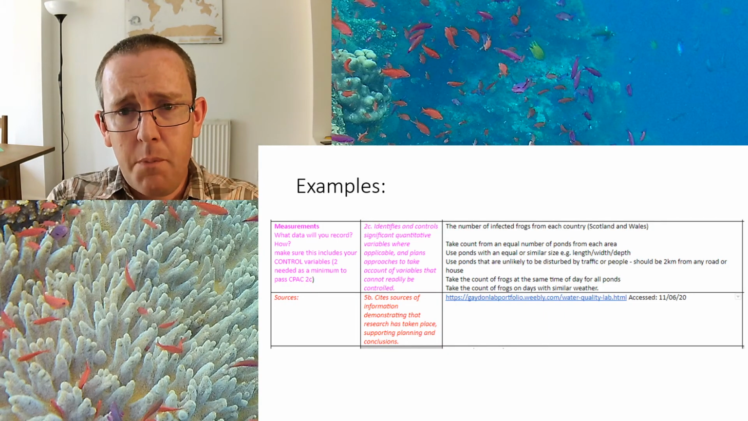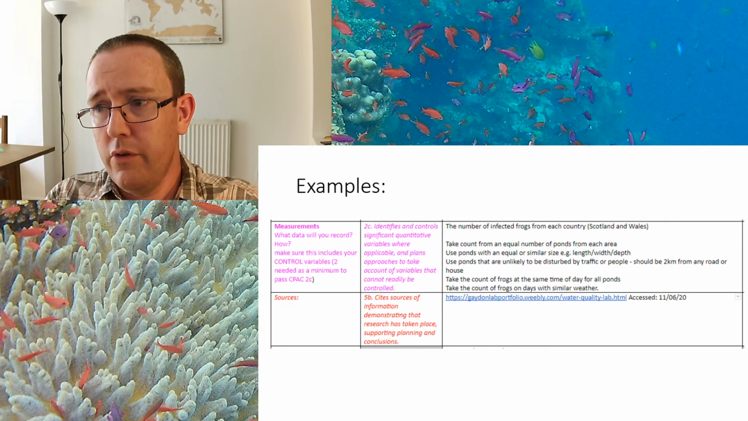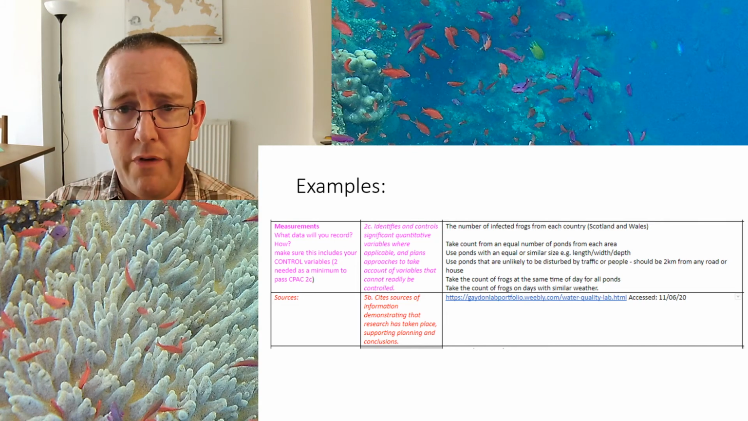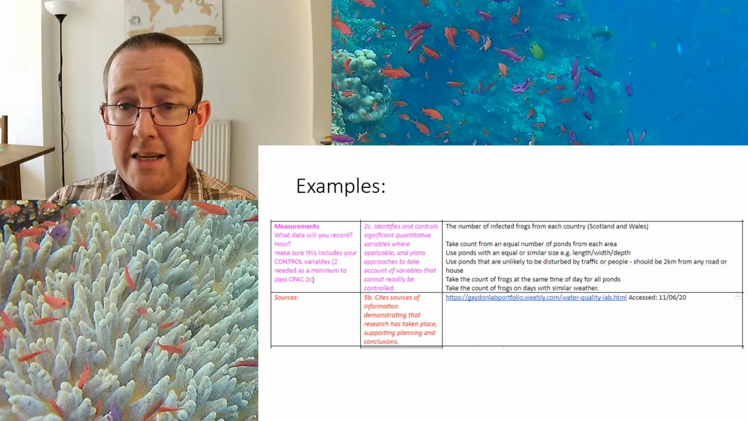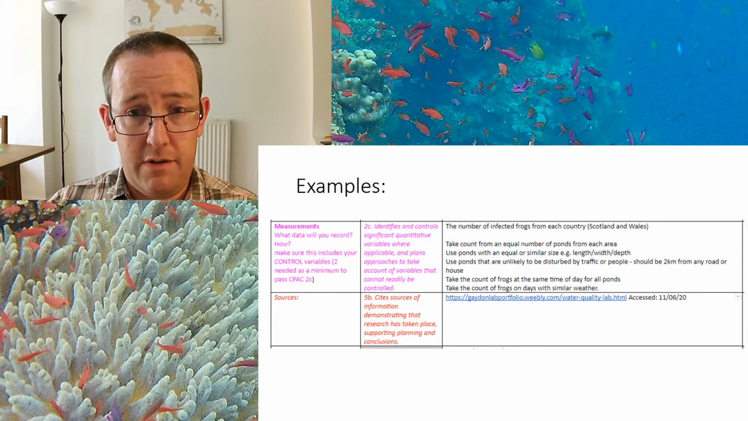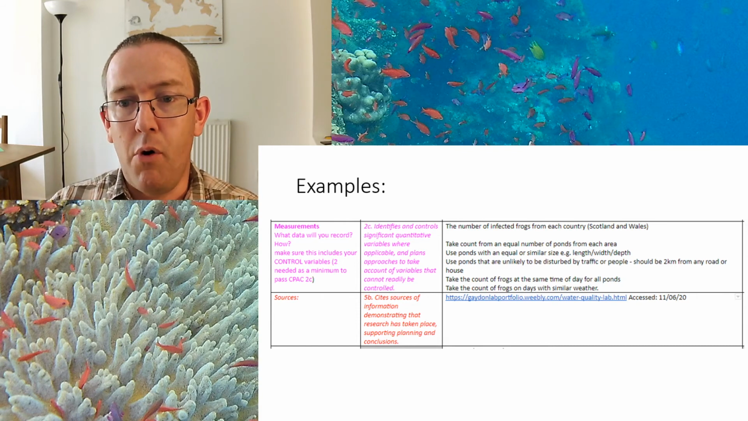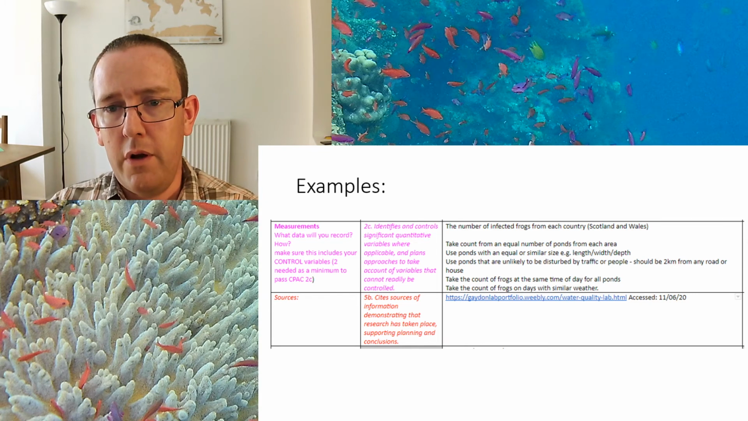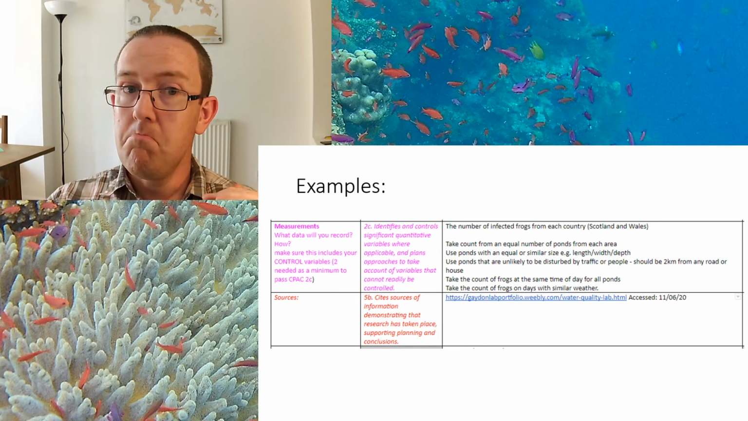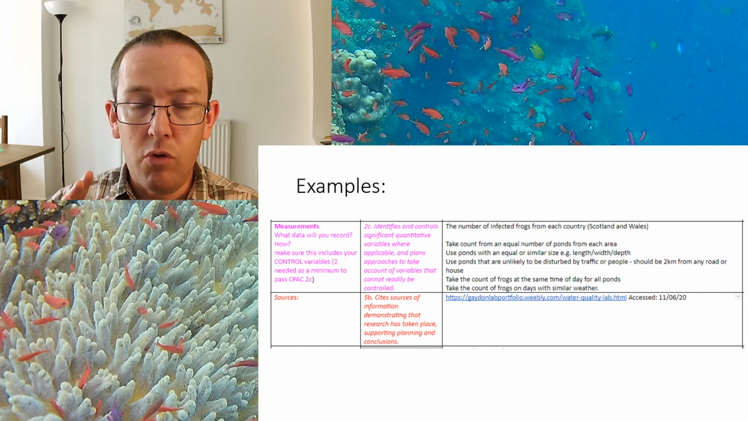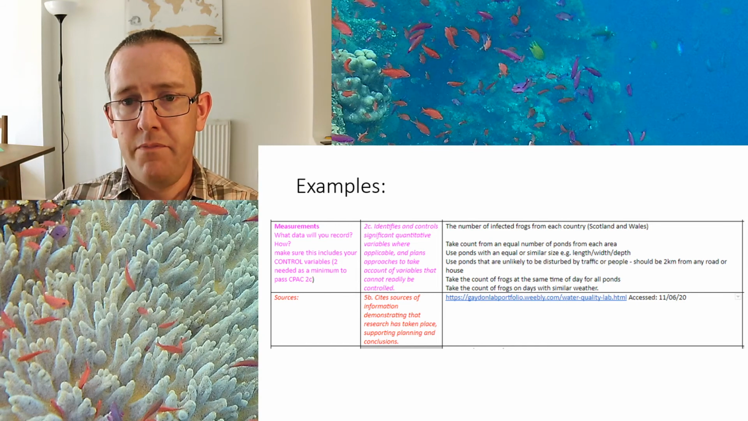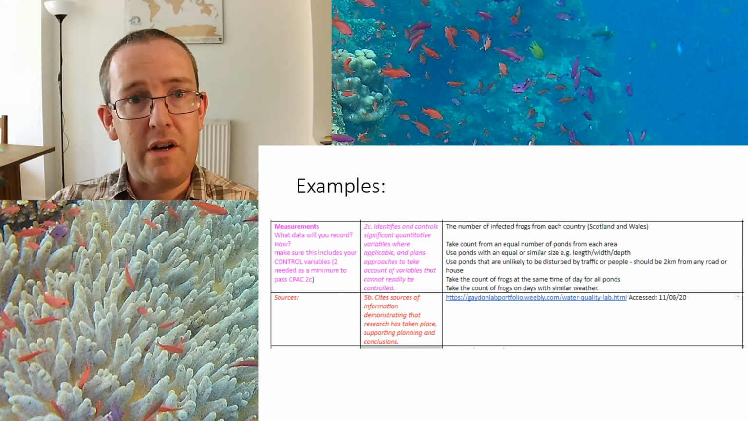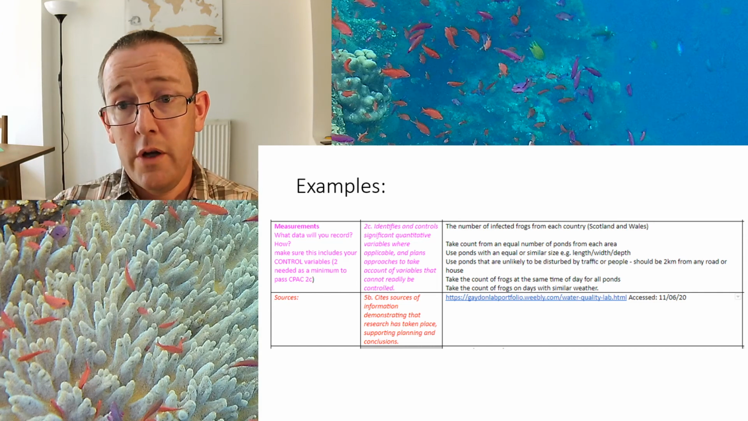Right, so some examples of this, some good ones and some bad ones. Okay, so we've got here, look, control variables. So we've got the number of infected frogs from each country, Scotland and Wales, so one close to home. That is the dependent variable. Okay, that's fair enough. Take the count from an equal number of ponds in each area, like it. Use ponds with an equal or similar size. Might be practical, we'll have to define what equal or similar is in this context, but I like that thought that we're going to survey the same kind of area. We're not going to compare your garden pond to Lake Windermere. That's a good control variable.